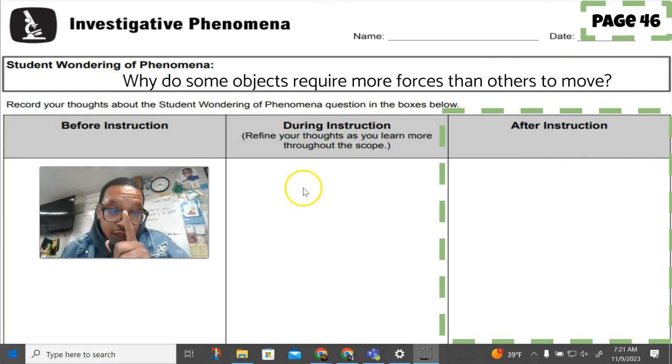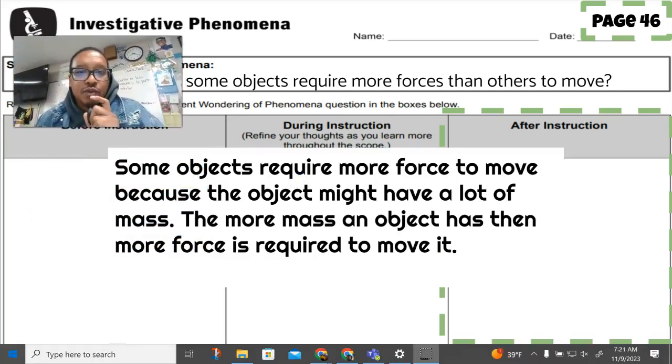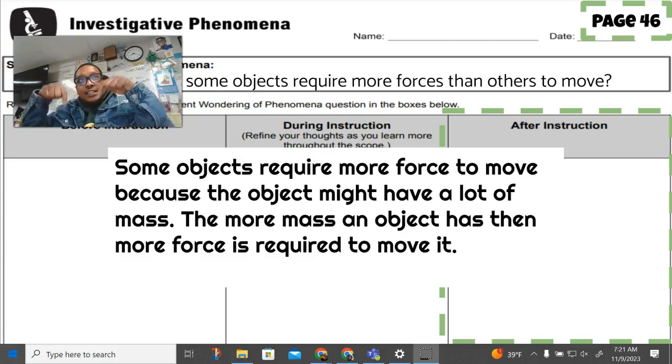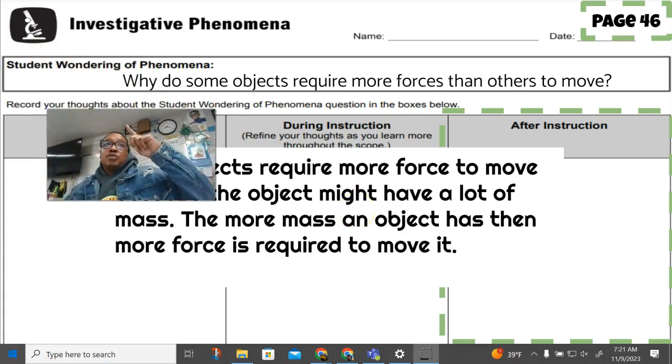Okay, hopefully you paused it. Be honest, make sure you paused it and you got that done. All right, so let's just talk about this. Some objects require more force to move because the objects might have a lot of mass, or they might have different masses. So the more mass an object has, the more force is required to move it. And on the same hand, the less mass an object has, the less amount of force is required to move it. By the way, we are having a quiz. This question right here will be on the quiz. Just letting y'all know.